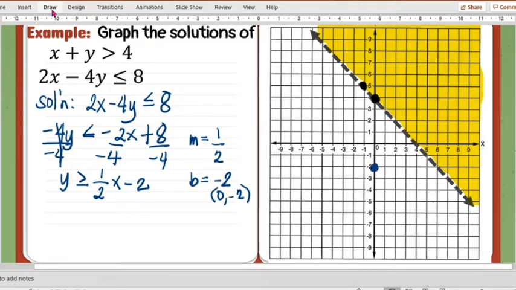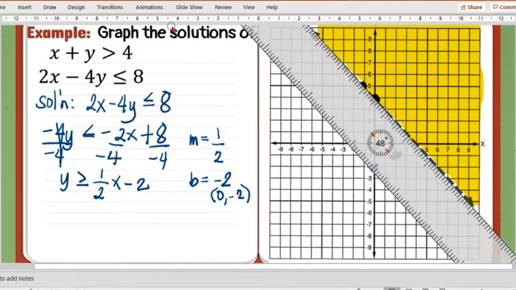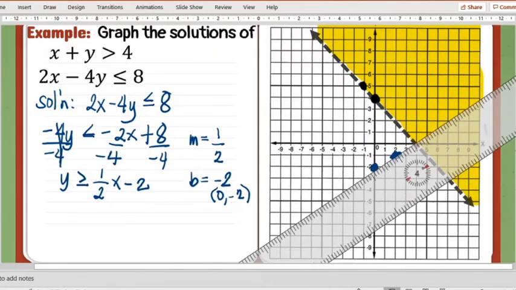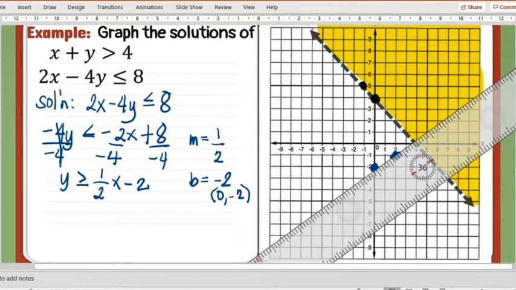Then we're going to rise 1 and then run. From (0, negative 2), we rise 1 and then run to the right because the slope is positive. Here we put a point. Then we use a ruler. The boundary line we use is a solid line.